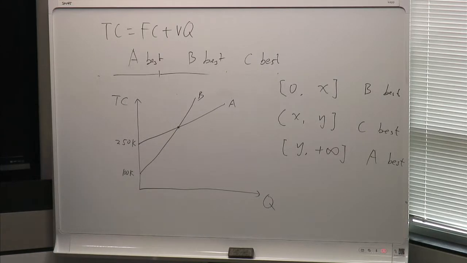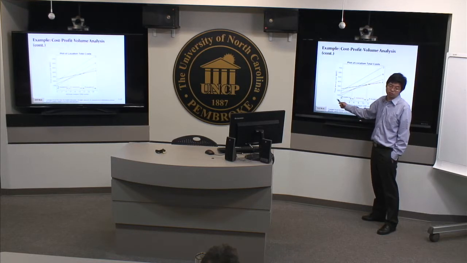Well, what do you mean by 0 to X? When your output is 0, we don't have any variable cost because that's 0. We only have fixed cost. B has the lowest fixed cost, 100K. So B is the best choice if we produce nothing. Clear? Because it's total cost.